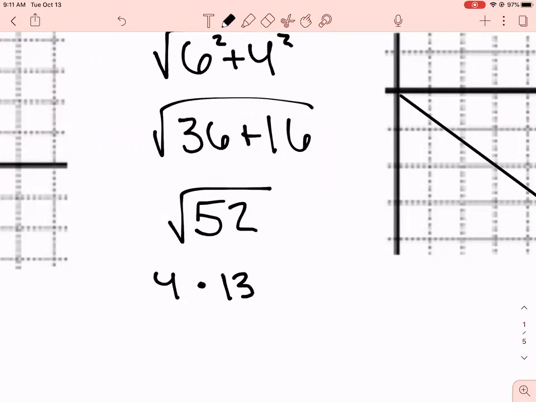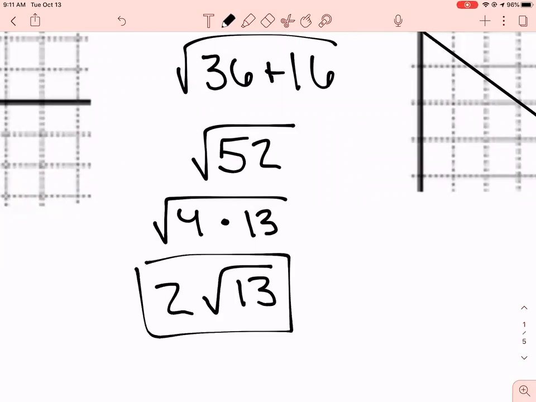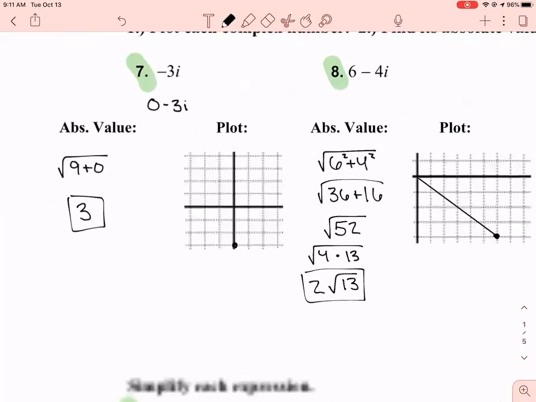Yeah, put a square root around that. There you go. And then the square root of 4. Nope. What is the square root of 4? 2. And then the square root of 13 goes behind that. Good. That's your answer. See the difference? Yeah.